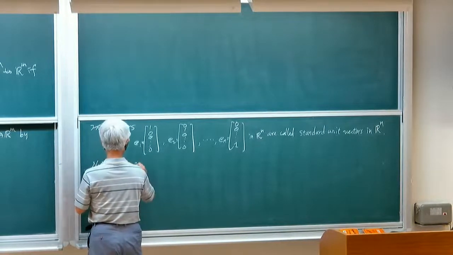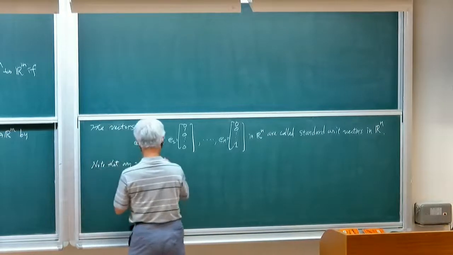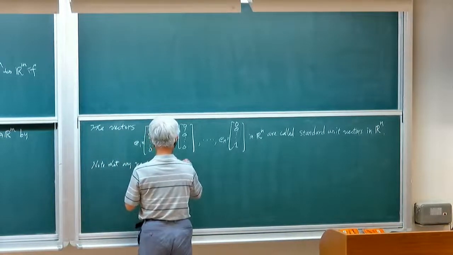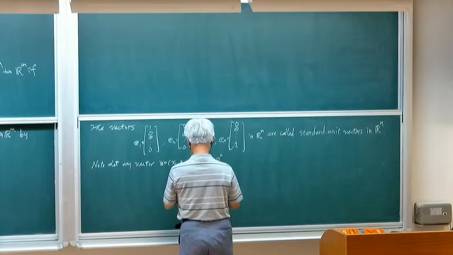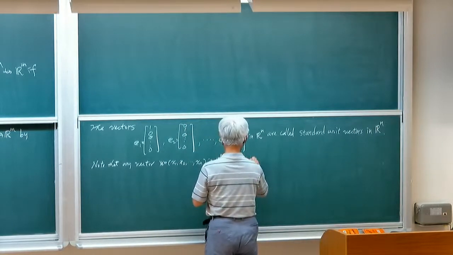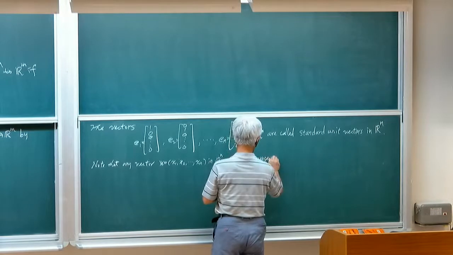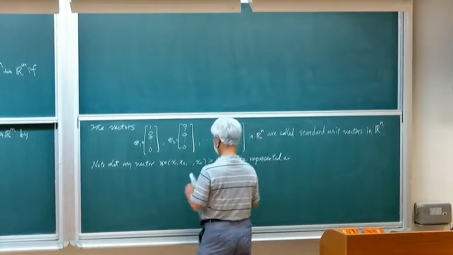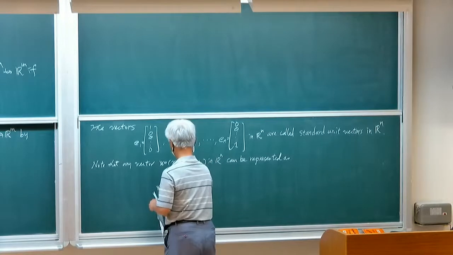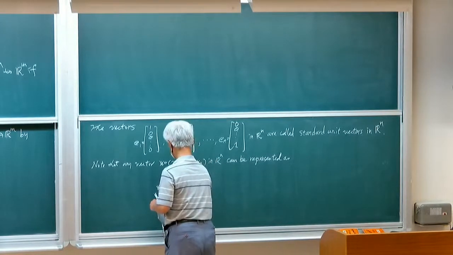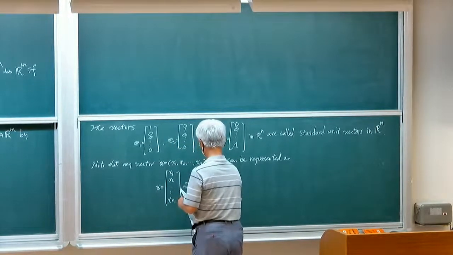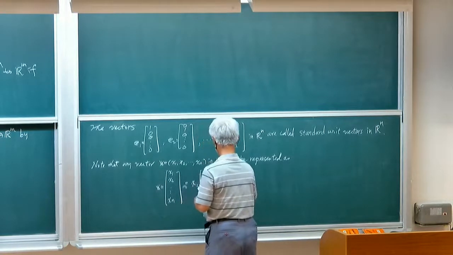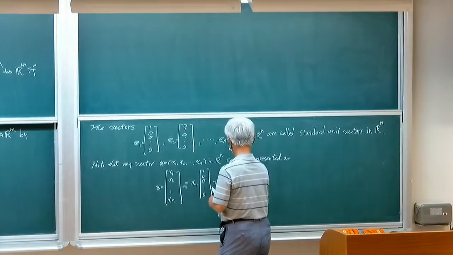Now, any vector x = (x1, x2, up to xn) in Rn can be represented as here. x1, x2, up to xn can be written in the following way.